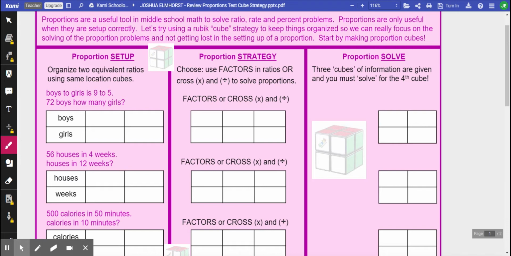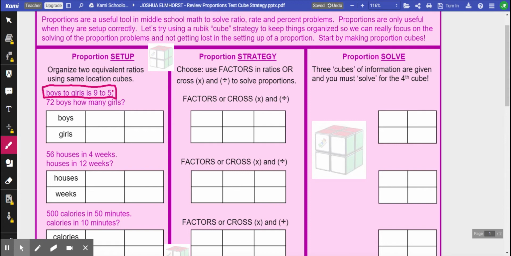So proportions are a useful tool in middle school that we can use to solve ratio, rate, and percent problems. Proportions are only useful when they are set up correctly. If you get one of the pieces out of position, then everything's not in the place where it should be in order to solve it. So let's take that strategy and keep it in mind, and we're going to identify the first bits of ratio information.